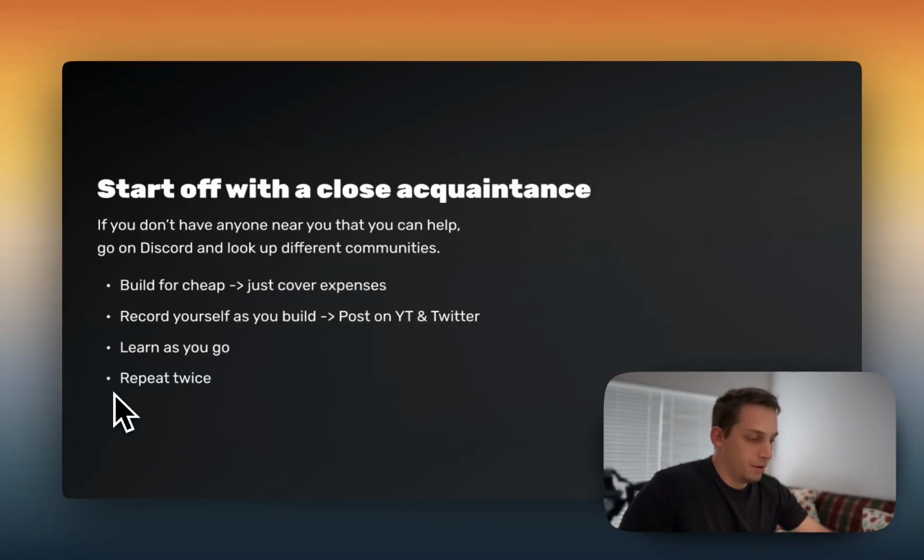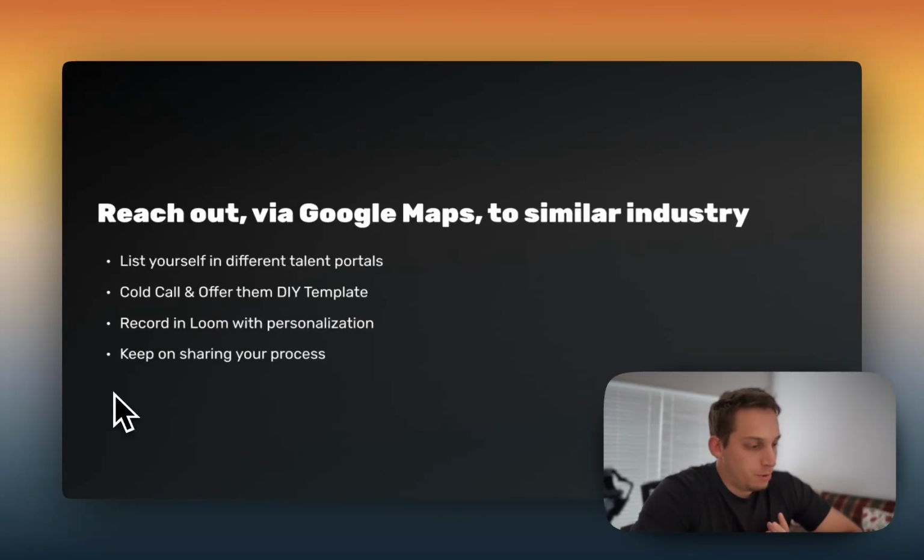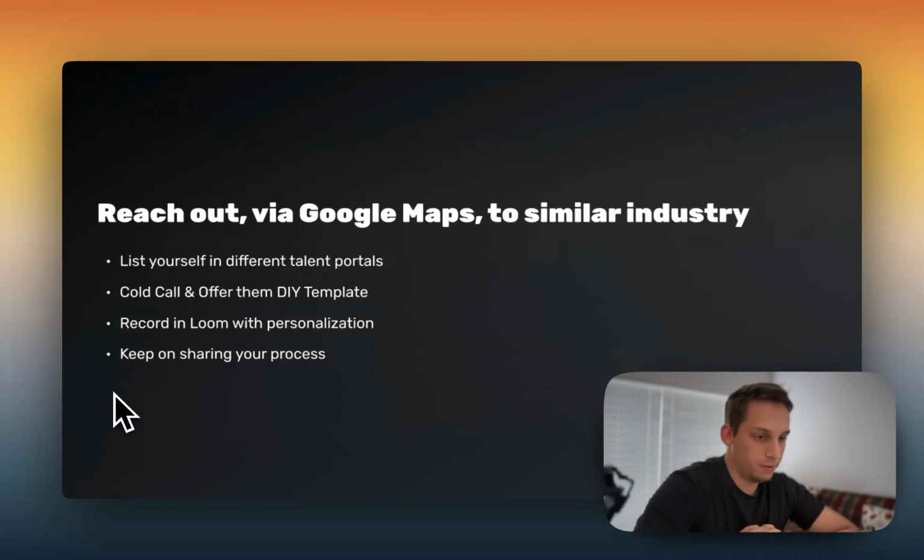That's what I mean. And then basically you're going to have a portfolio of three projects. It's best, obviously, if you keep it in one industry and not multiple industries. That helps your chances. But again, if you're just starting out, just make sure to build good websites and show your work in a good way. So once you have those 3 projects, I would reach out to people via Google Maps in a similar industry, like I just said. So get a portfolio, list yourself in different talent portals.